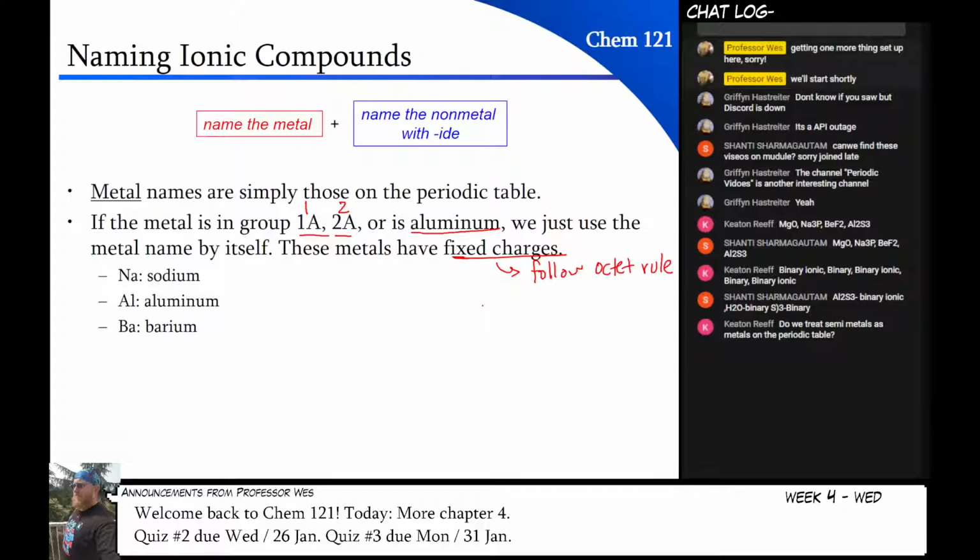Now, because they follow the octet rule, the charge that they get is always the same. So, sodium is always Na+. It will never be anything else. Aluminum is always aluminum 3+. It will never be anything else. Barium is always barium 2+. It will never be anything else, because they follow the octet rule.